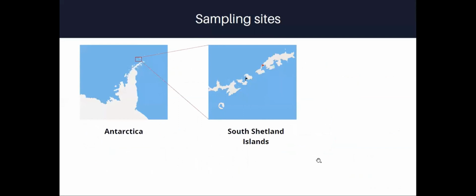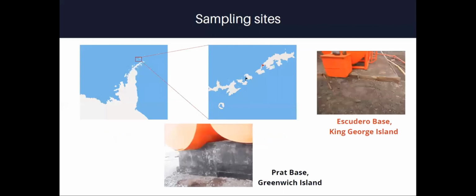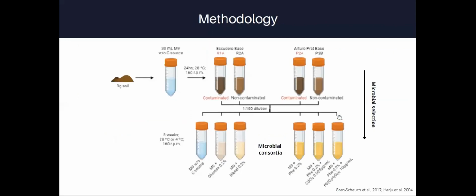Two soil samples from diesel, cadmium, and lead contaminated sites were collected from Pratt Base and Escudero Base, South Shetland Islets, and also 2 samples from non-contaminated soils around the same sites were collected as controls. For the first objective, we realized a selective enrichment in batch cultures at 28 and 4 degrees Celsius for 5 and 8 weeks, respectively. As carbon source, we used glucose, diesel, phenanthrene, and also phenanthrene with cadmium or lead.